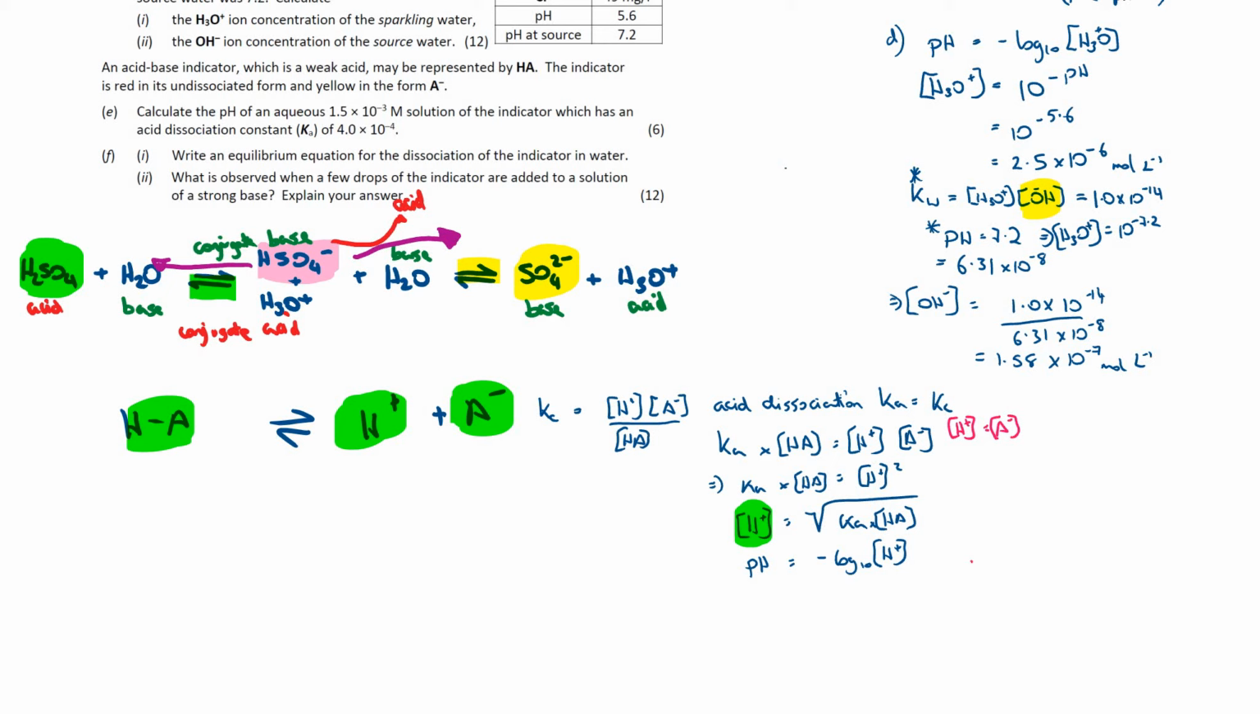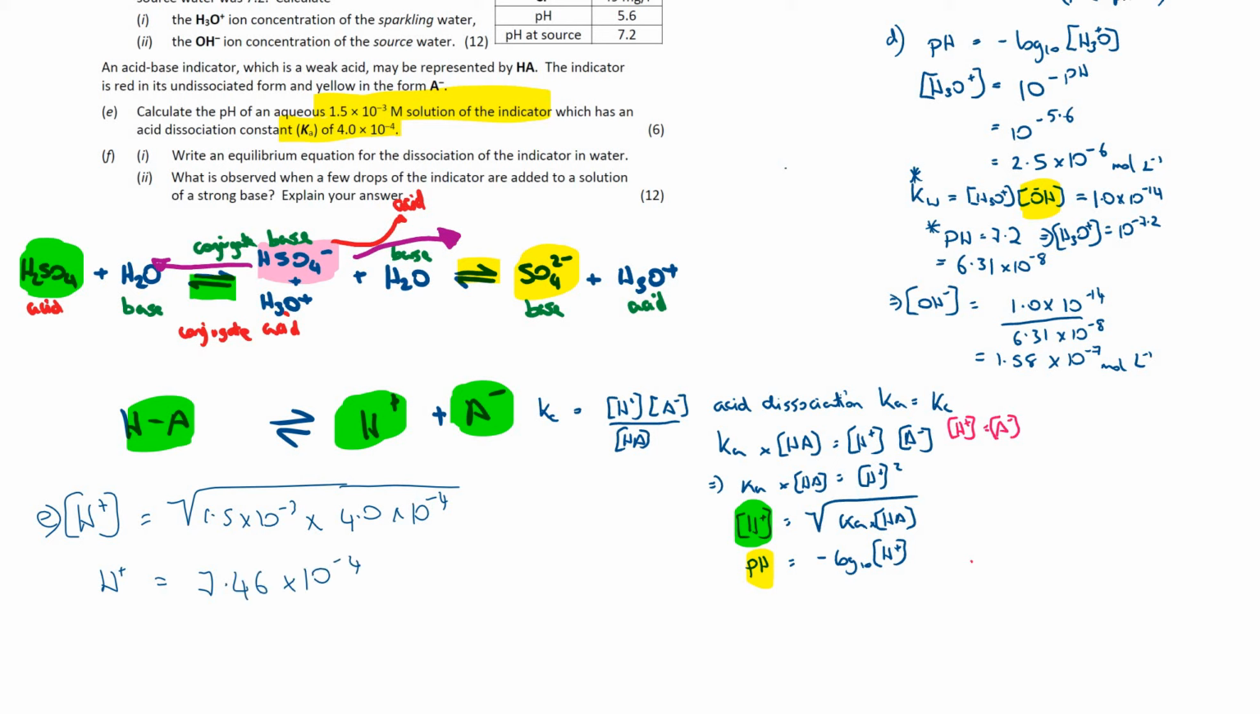So we're asked to calculate the pH of a certain concentration of indicator with its acid dissociation constant. To work out pH, we need minus the log to the base 10 of hydrogen ions, so we need to work out the hydrogen ion concentration first. So part E, H plus is equal to the square root of 1.5 by 10 to the minus 3 times 4.0 by 10 to the minus 4. You just put that into your calculator, and we're left with H plus equals 7.745966 by 10 to the minus 4.